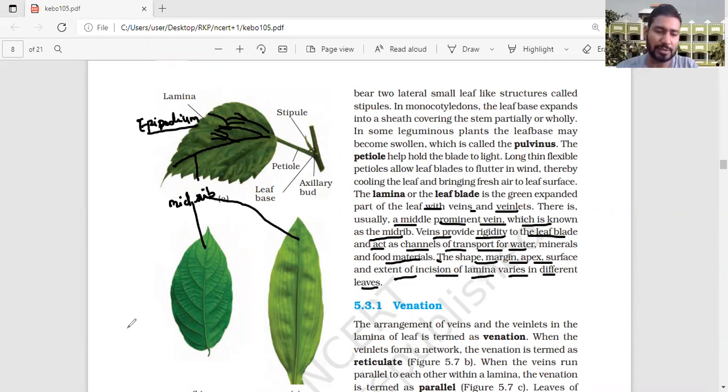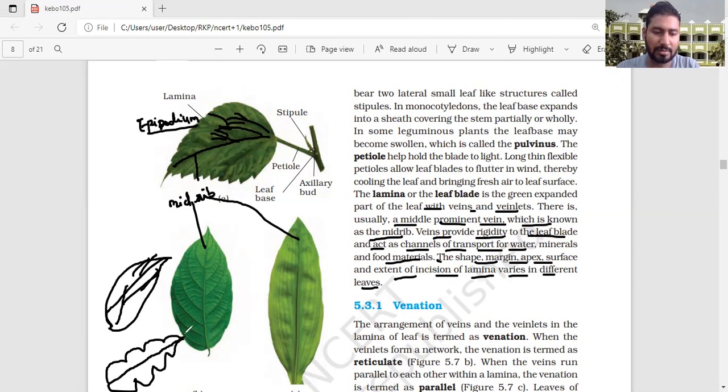Incision means, suppose this is a normal leaf, it is not incised. But some leaves are incised like that. This is generally called the incision. So somewhere it is dentate type, somewhere comb-like. Different incisions are there, but it is not in your NCERT, so I will not talk about all these things.